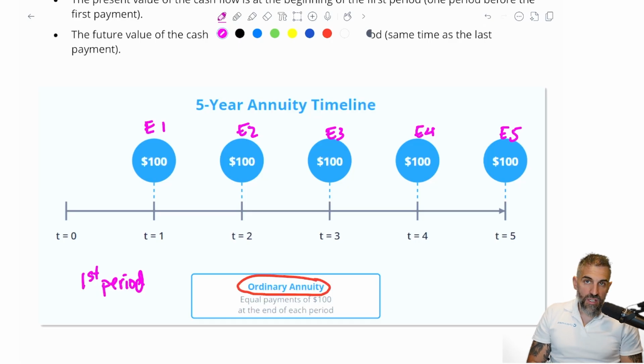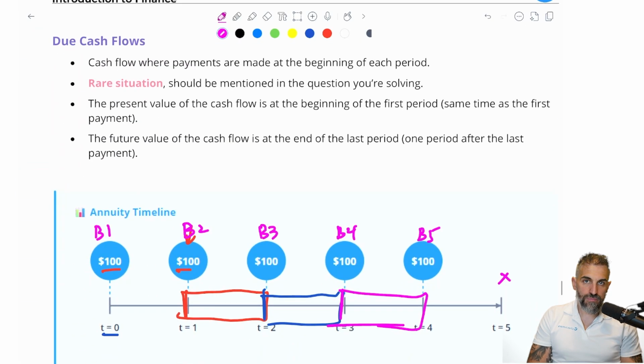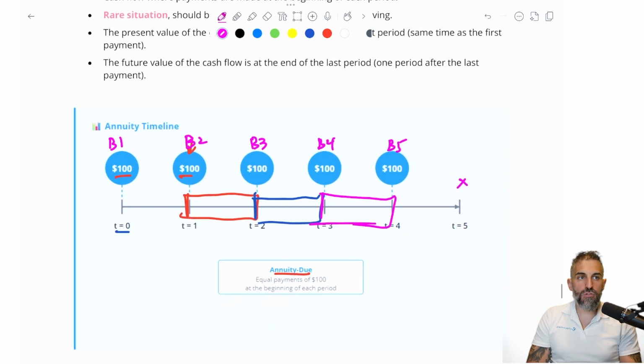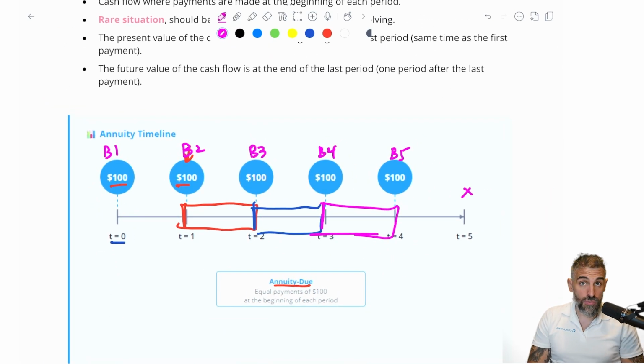So one is an ordinary annuity. This one here is called an annuity due. You should never assume something is an annuity due unless we specifically tell you. And a lot of times, even if we tell you, you can almost always solve a problem as ordinary. It is by far the one you will use the most often, but I'll still show you both.